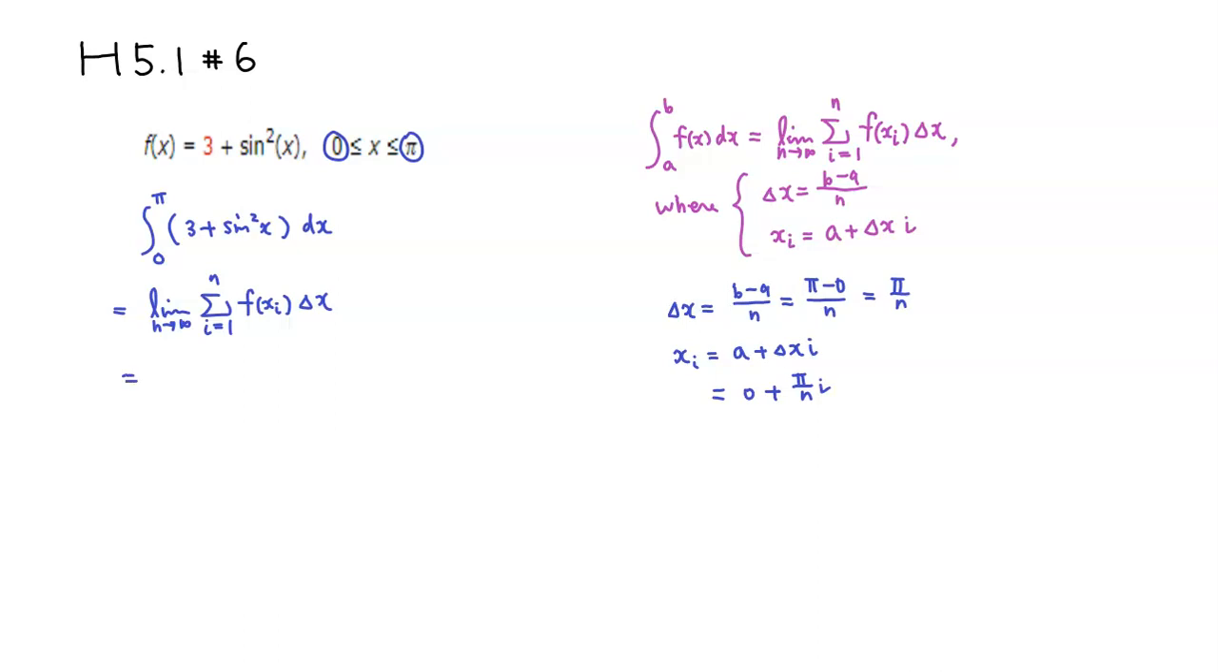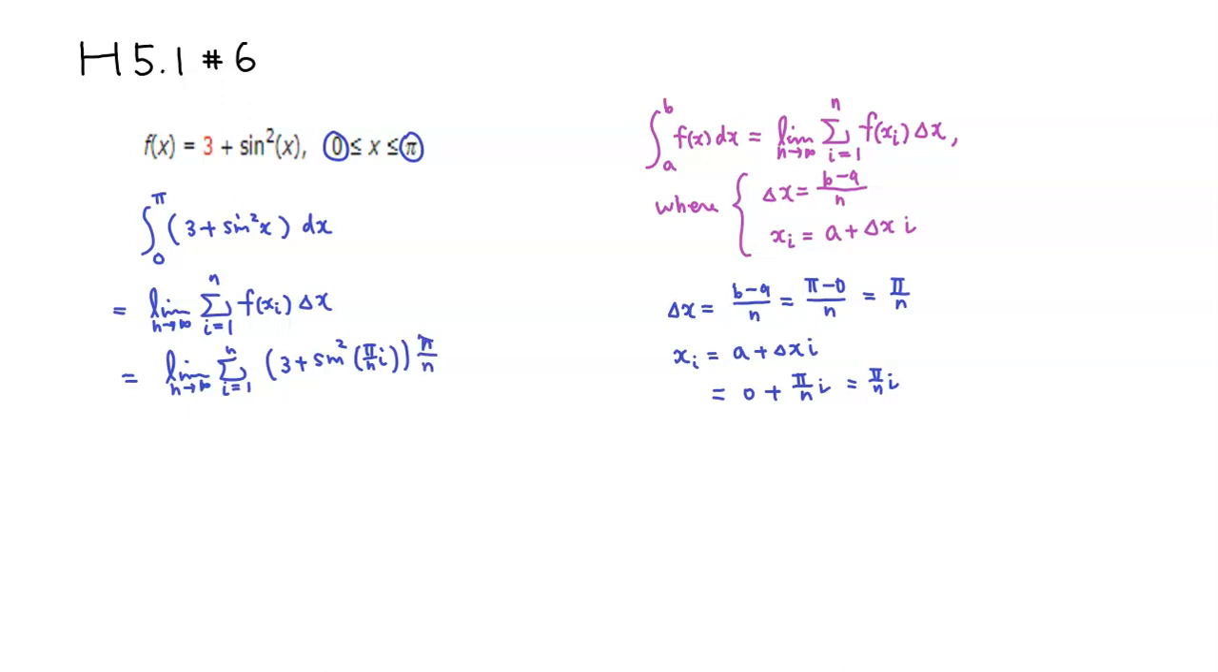So this is going to become the limit as n approaches infinity of the summation, i goes from 1 to n. So f of xi, we're going to put pi over n times i. So we have 3 plus sine squared of pi i over n, then multiplied by delta x, which is pi over n, sorry.